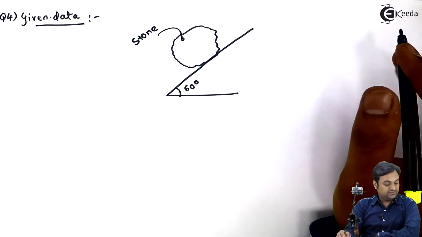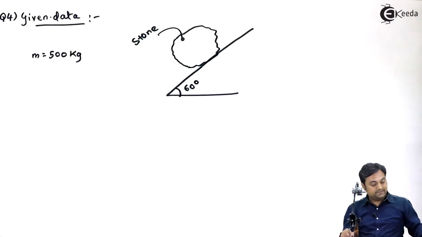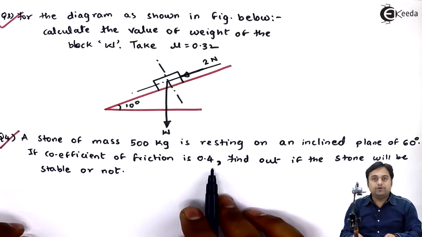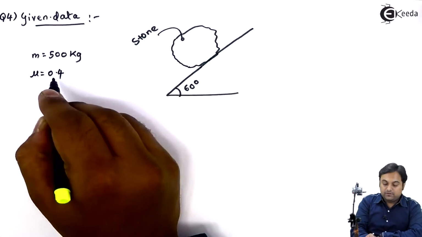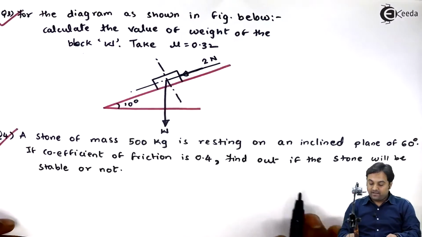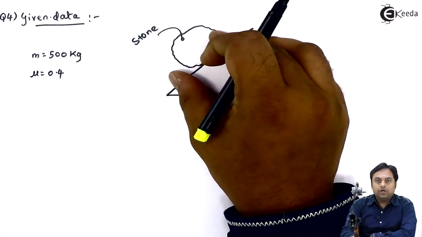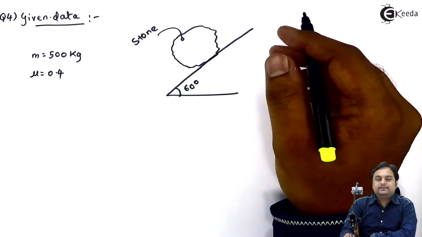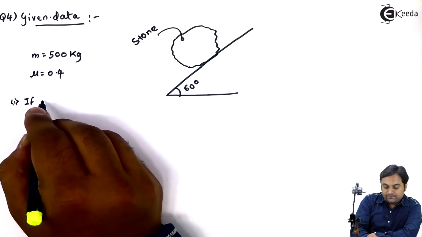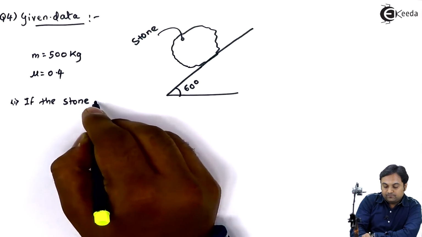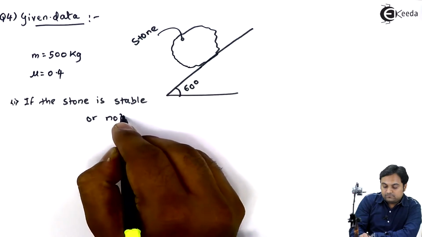Mass of the stone is given as 500 kg. M is equal to 500 kg. Next, the coefficient of friction is 0.4, that is the coefficient of friction between the stone and inclined plane, mu is equal to 0.4. Here we have to find out if the stone will be stable or not. The meaning of stable is that this stone will not fall down from this surface. That is the meaning of stability, that it should remain at its position. So we have to calculate if the stone is stable or not. That's the question.